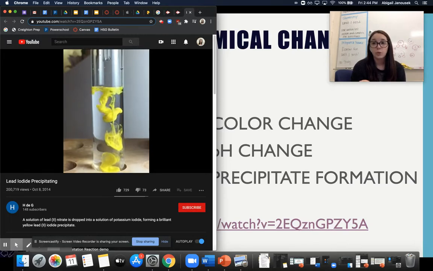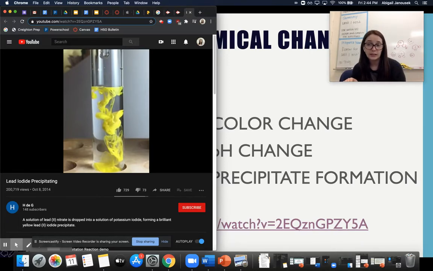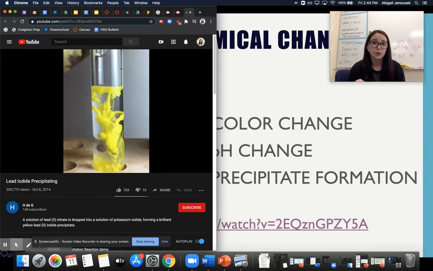Which is really cool because it means that there's something left behind. Something new has been created and it's leaving it behind. So if I were to evaporate all this out, I would have that left over, which is really cool. And it comes up with this brilliant yellow lead(II) iodide.